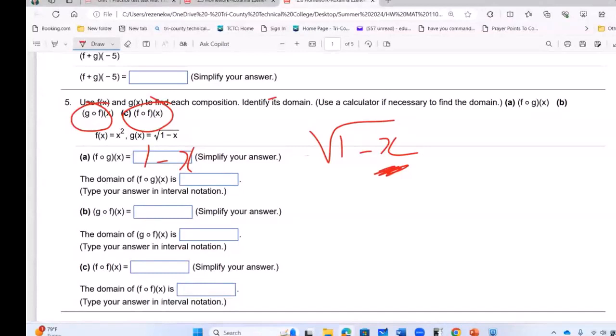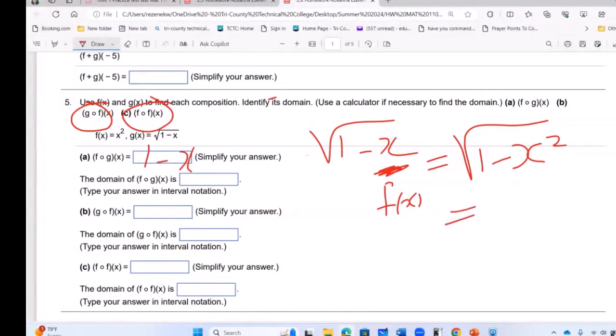Okay, so if I substitute f into g, I'm going to change this to f of x. If I do that, I will have the square root of 1 minus, where is my f? f is x squared. So I'll put x squared here. I'm not going to be able to change this, because even if I use the difference of two squares, it's still not going to work. So I'm going to leave this answer like this.